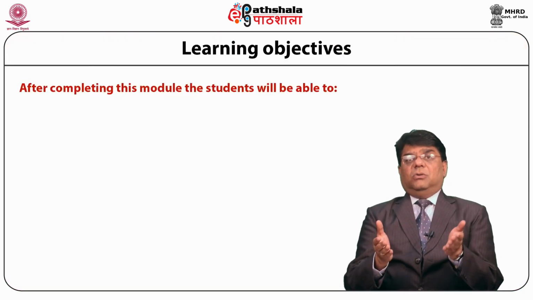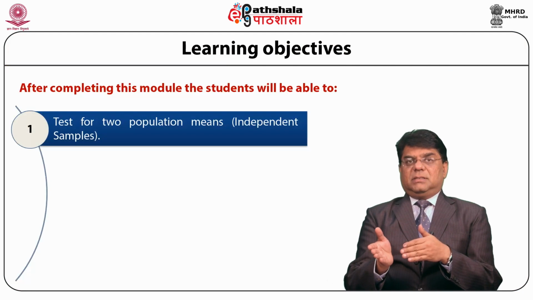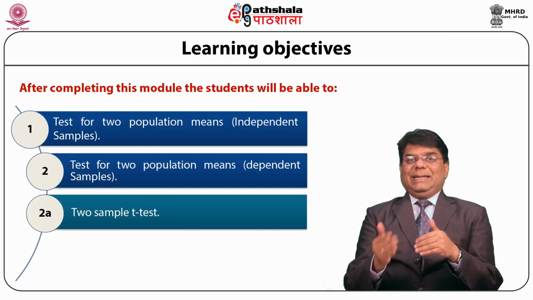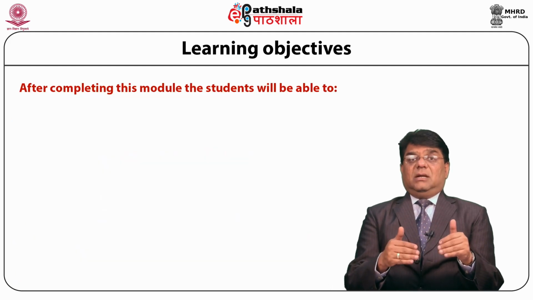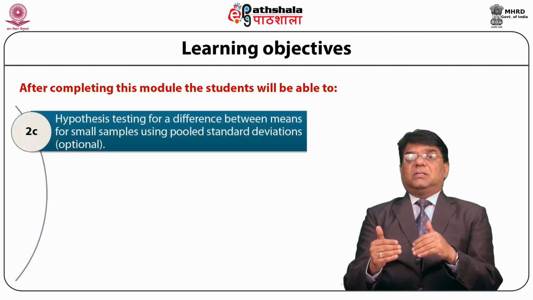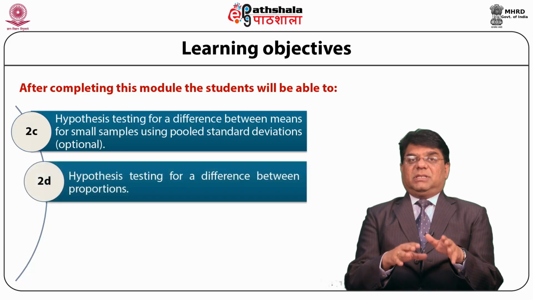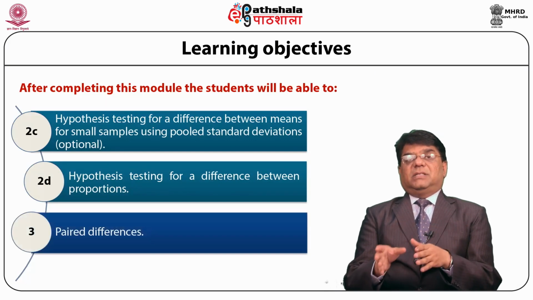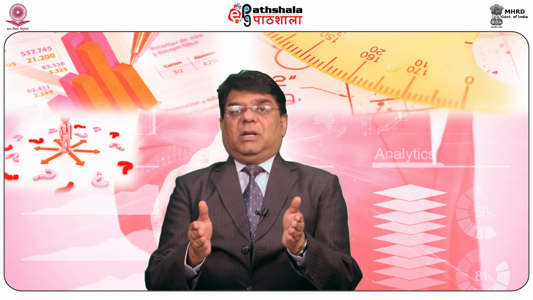After the completion of this module, the student will understand test for two population means independent samples, test for two population mean dependent samples, or two sample t-test, then hypothesis testing for difference between two means, hypothesis testing for difference between means of small samples using pooled standard deviations, hypothesis testing for the difference between proportions and paired differences. This is a technique to test a claim to compare parameters from two populations.